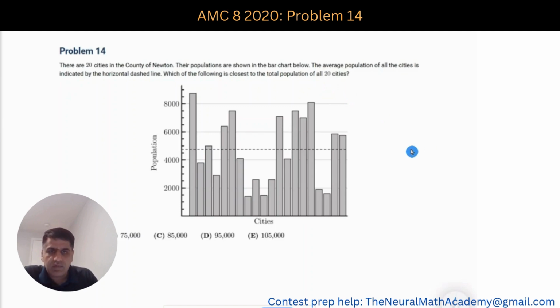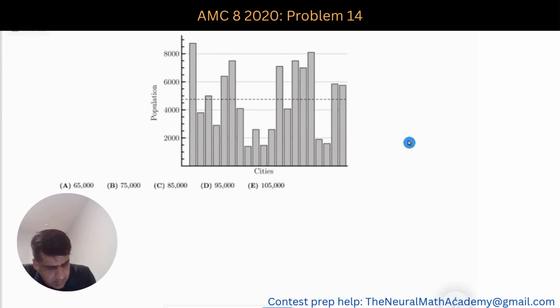So what we can do is simply take the average and multiply by 20. That's all that we have to do in this problem. The other option could be to take the population for each city and then add that up, but that's very time consuming. So let's do it in the faster way. Now if I read, I can see that each grid line is 500. So it is 2000 here. I have 4000 up there.